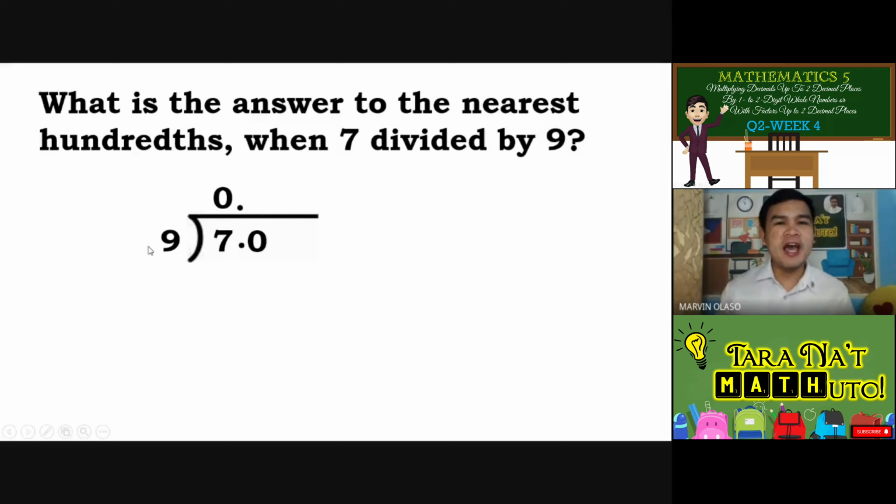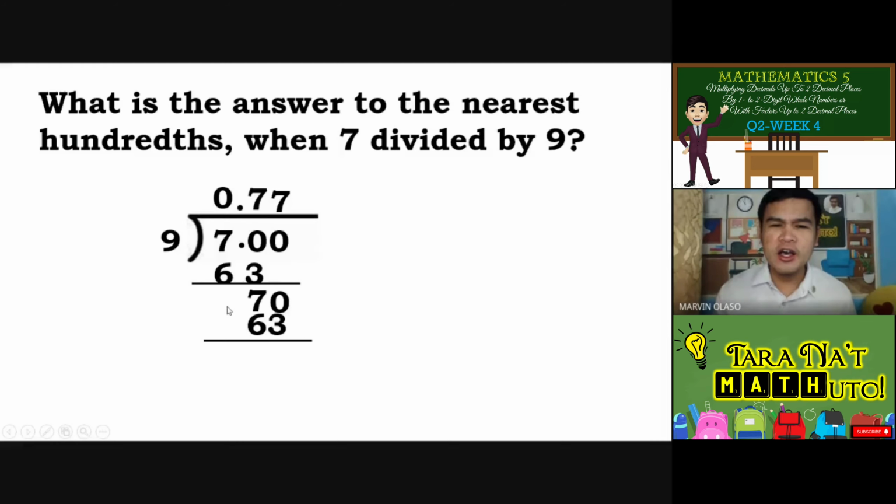70 divided by 9, we have 7. 7 times 9, we have 63. Then 70 minus 63 is equal to 7. So we have a remainder. Continue by adding 0. 70 divided by 9, still we have 7 because 7 times 9 is 63. Okay, now what did you notice? We have again a remainder of 7. If we add 0, still we have 70.